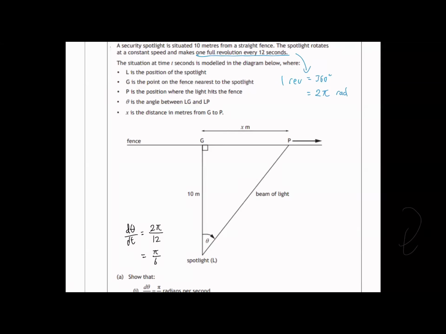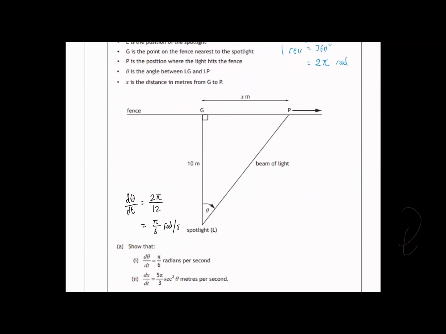Because they told you that it's rotating at a constant speed, right? That means that d theta by dt will also be a constant, in this case pi over 6. Just 360 degrees, 2 pi radians, divided by 12 seconds. So that will be radians per second. You don't need the units, I think it's clear enough. They already told you.